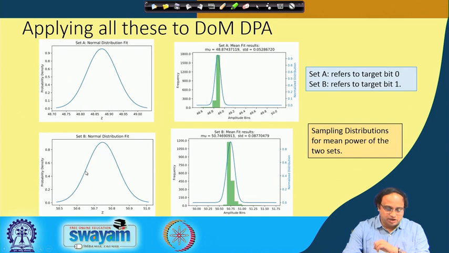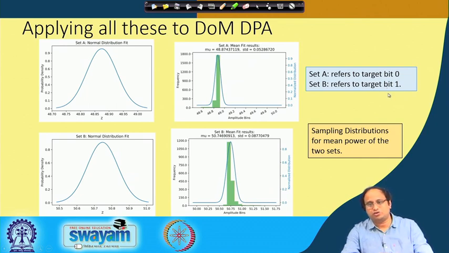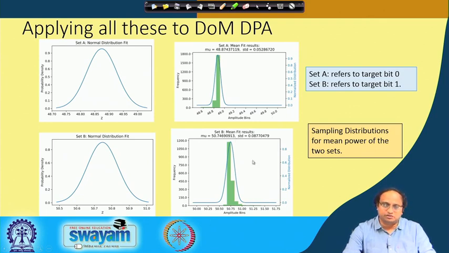Likewise, for the other bin you have this normal distribution, and if you again obtain the sampling distribution for the mean, you obtain another narrow distribution. Set A refers to target bit 0 and set B refers to target bit 1. It is the same target bit, but sometimes it takes the value 0 and sometimes 1. So this is your x bar set, and this is your y bar set: the sampling distributions for the mean of set A and of set B.